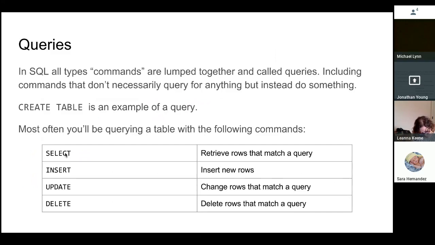The most popular ones can be select. Select is like get me information based on the query that I write. Then there's insert. I'm going to put something new inside the database. Update: I'm going to find a record in your database and update it, and then delete. I'm going to delete a row that matches some particular query.